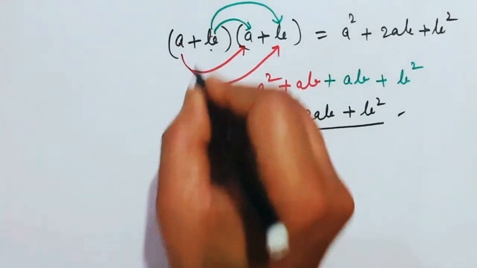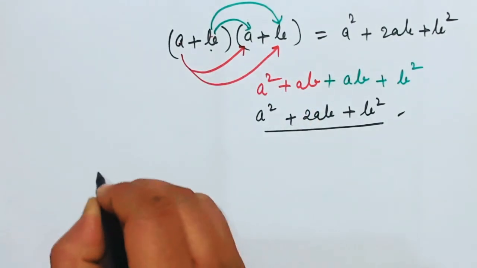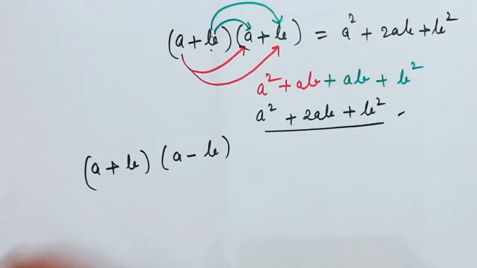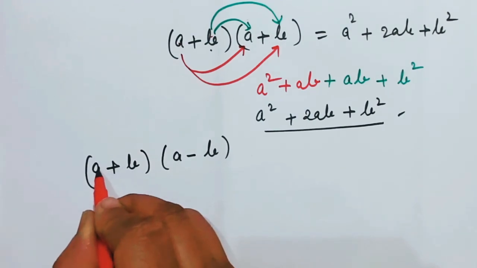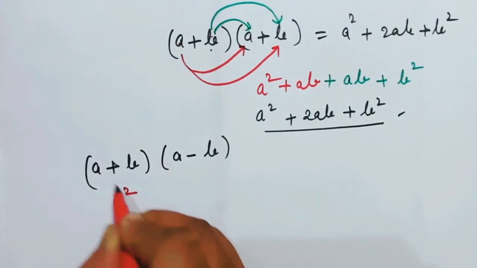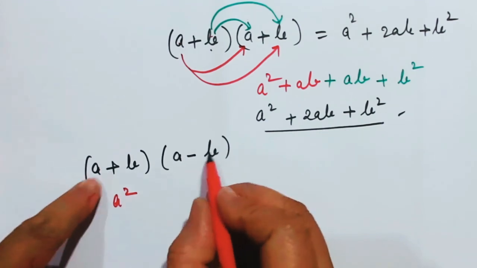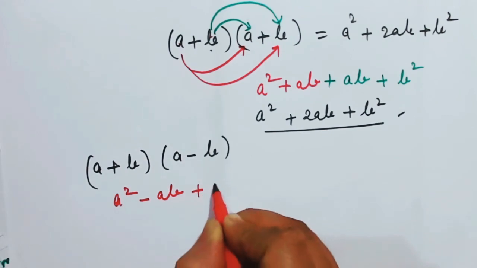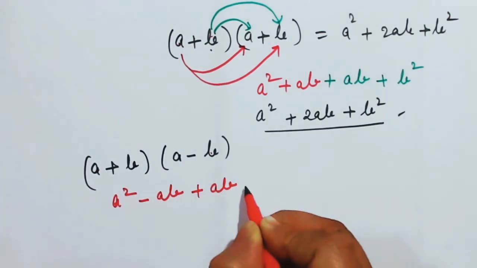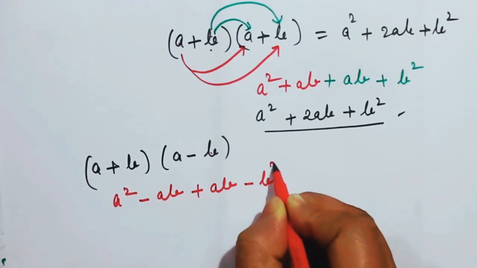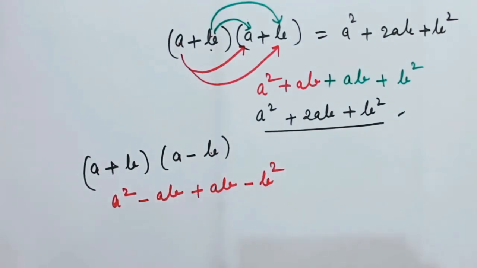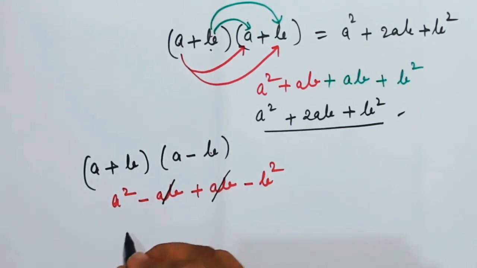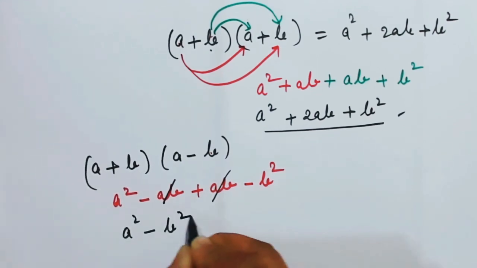Similarly, let us take the same sum, but I am going to change the sign. Let's see, a plus b multiplied by a minus b. What are we going to get here? Have a look. a times a is equal to a square. a times minus b is equal to minus ab. b times a is equal to ab, and b times minus b is equal to minus b square. So have a look. This plus ab minus ab cancels. So what are you left with? a square minus b square.